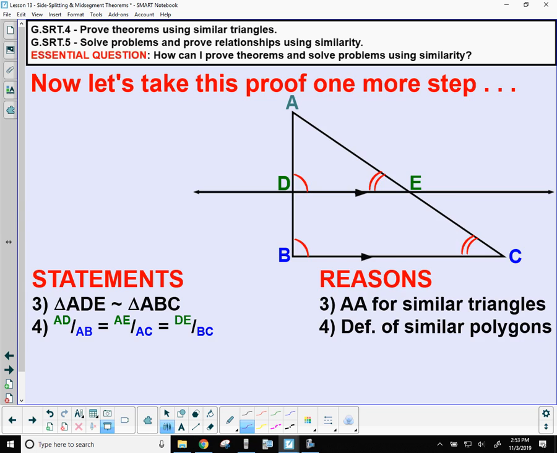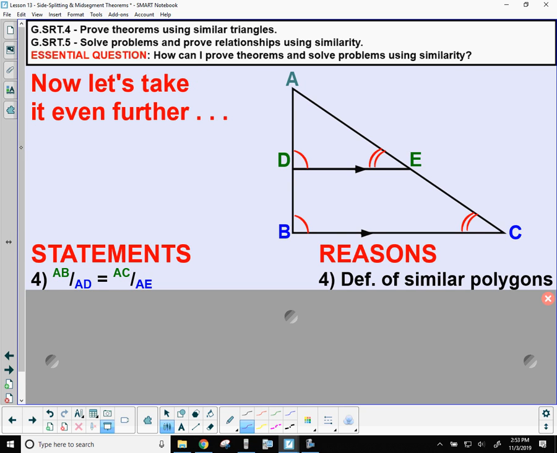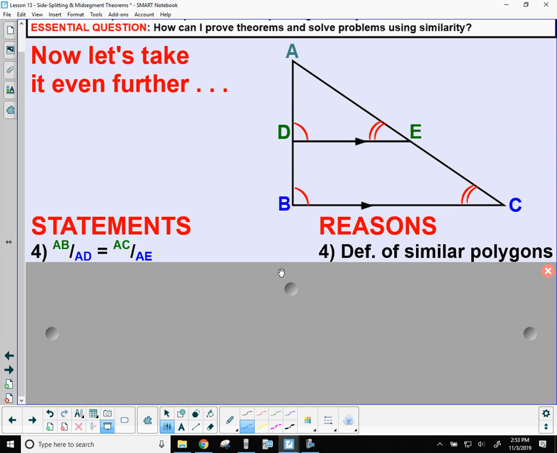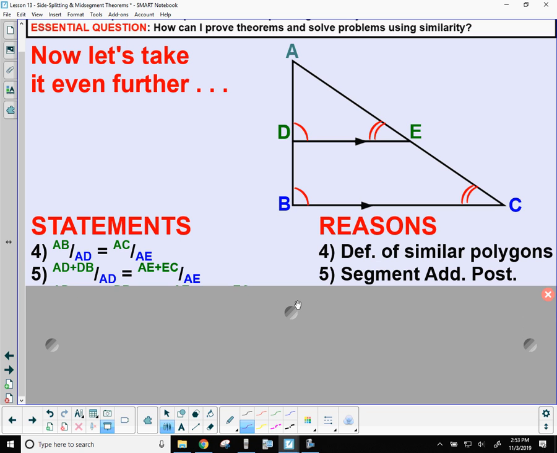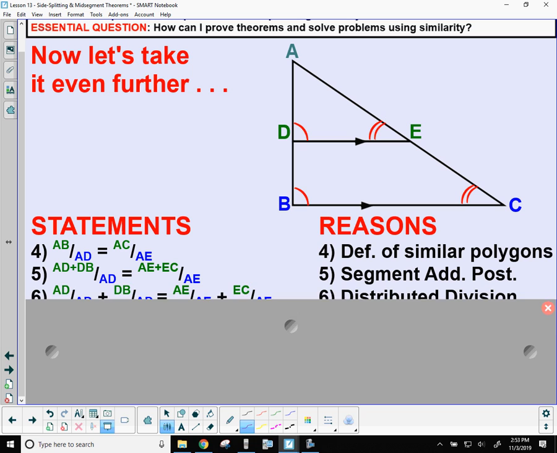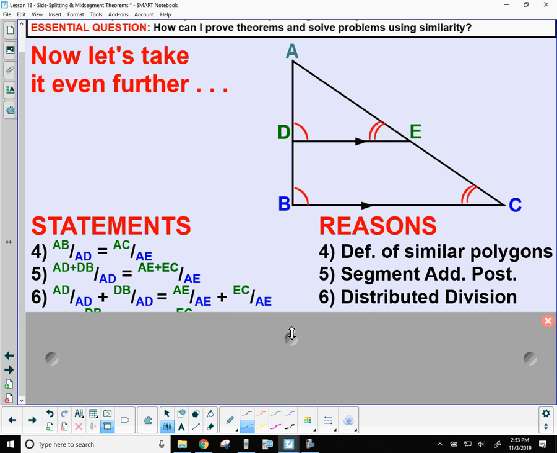We start digging into the rest of this proof so we can work up our theorem. So notice, if I do AD plus DB over AD and AE plus EC over AE, again, we're adding segments together, so segment addition postulate. Okay, then we distribute the division here. As you see, we split it up.